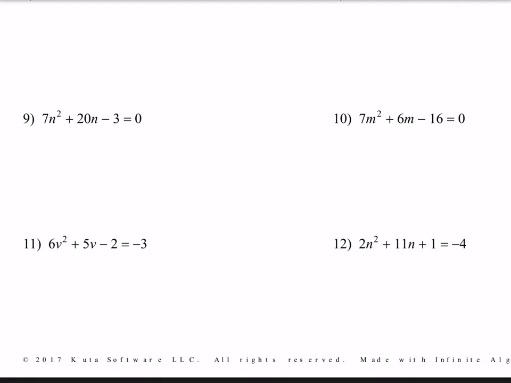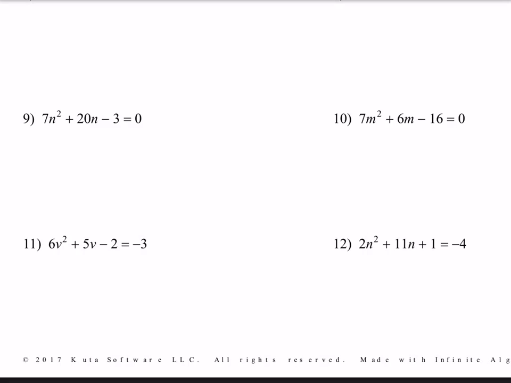All right, so the instructions got cut off on this one. The instructions are solve by factoring. So we're given these equations, and we have to solve for x, meaning what values of x will make the equation equal 0.